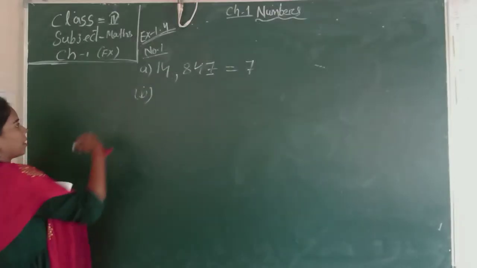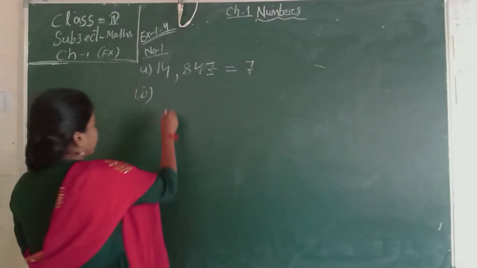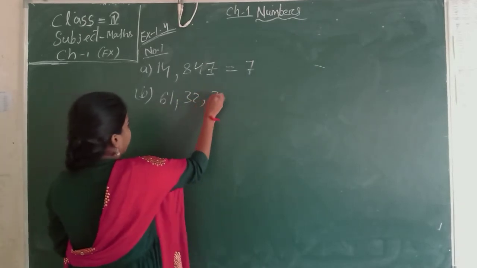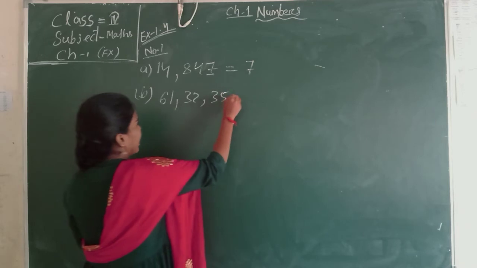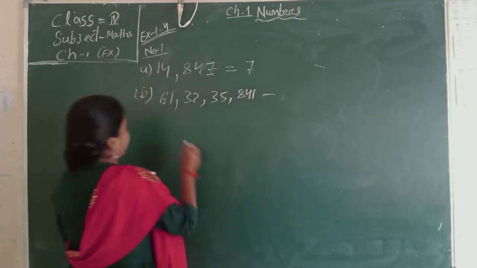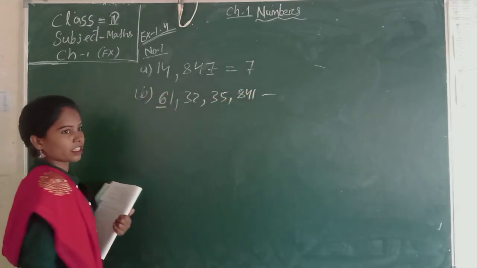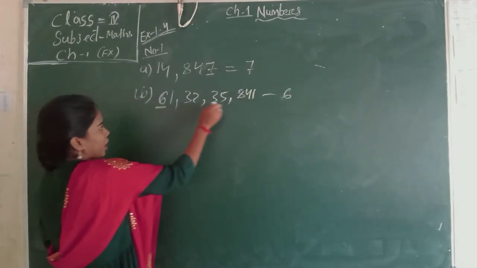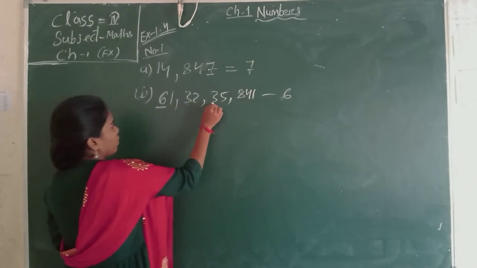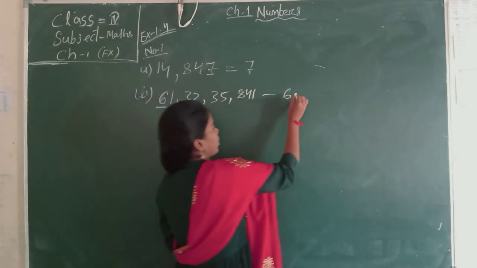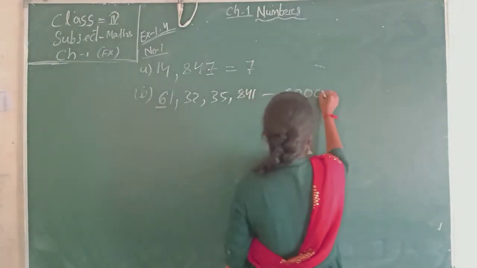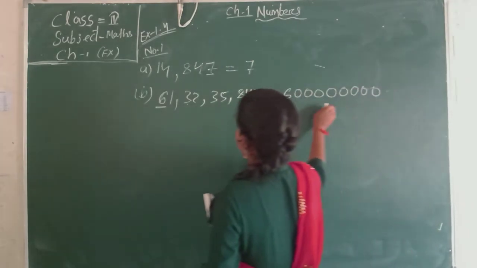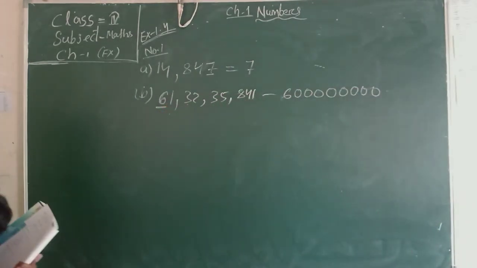Next come to the B number. Here 61 crore 32 lakh 35,841, and the underlined digit is 6. Now write this 6 first, and after that how many digits are there? 1, 2, 3, 4, 5, 6, 7, 8. So put 8 zeros after it. This is the place value of 6 in this number.